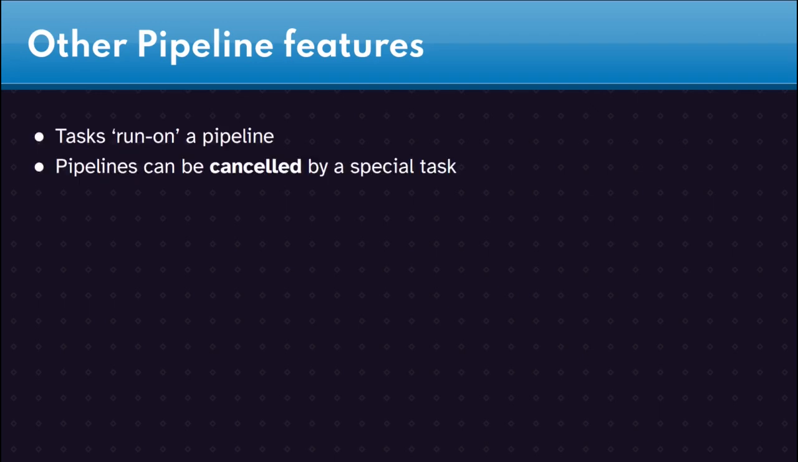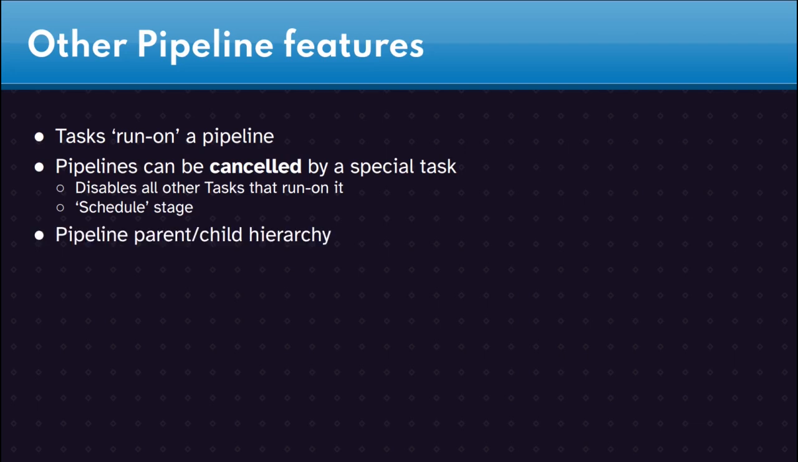There's some other features with pipelines here. Tasks will have to run on a certain pipeline, just for organizational purposes, because it's kind of hard to know when a task actually needs to run. You can't just enqueue a task or something like that. But there's also something where pipelines can be canceled. That would disable other tasks from being able to run on it. There's usually something called a schedule stage that handles this. There was a parent-child hierarchy of pipelines where if the parent pipeline gets canceled, all of the children and all of the children's children, all the descendants, will be canceled as well.